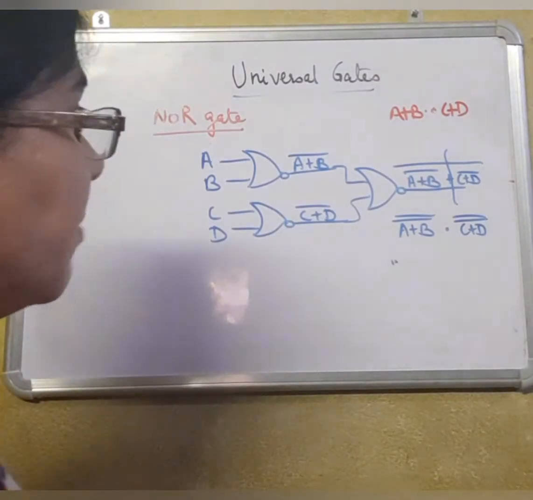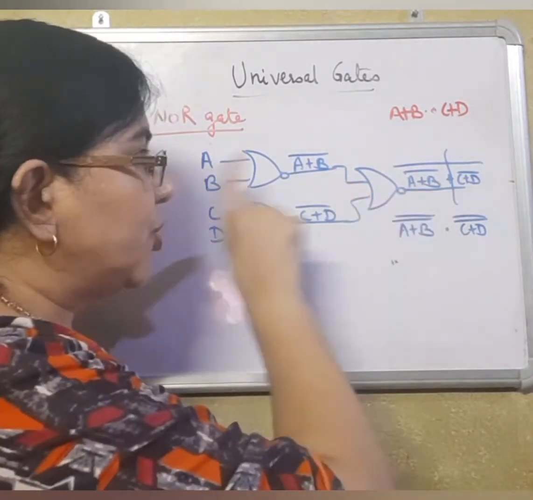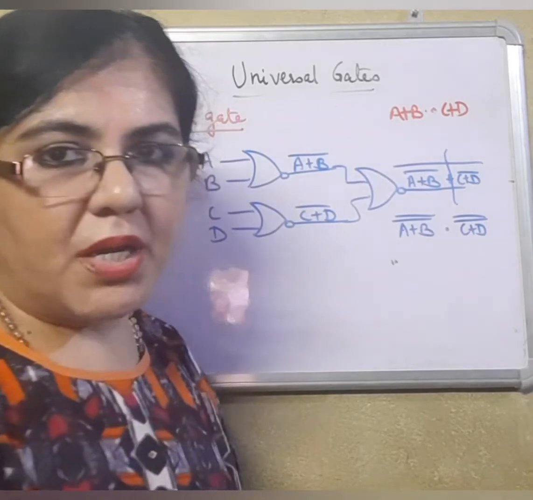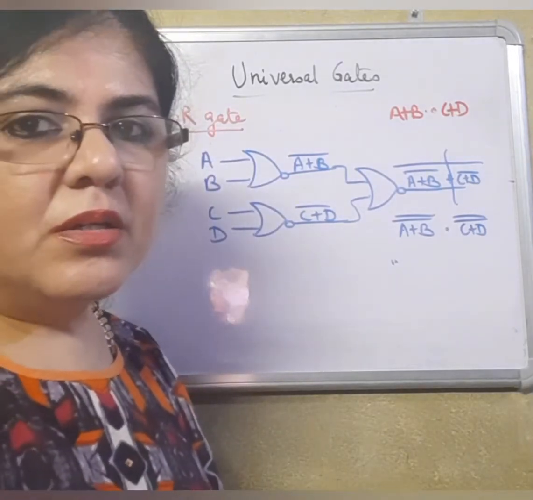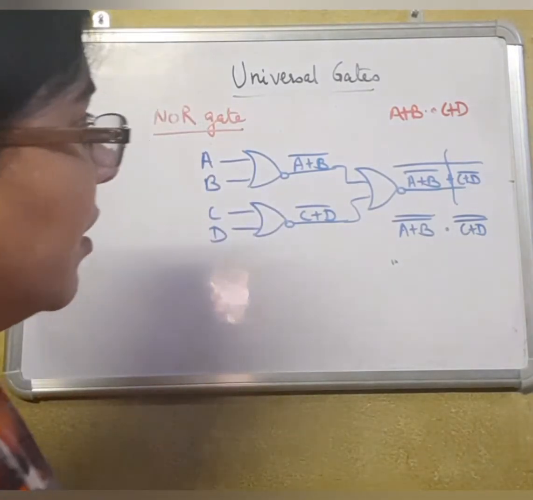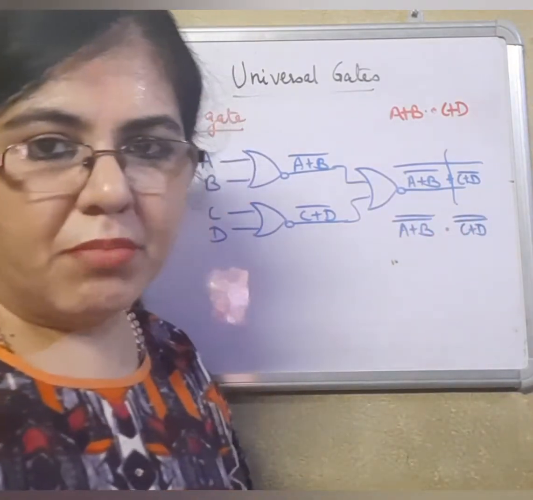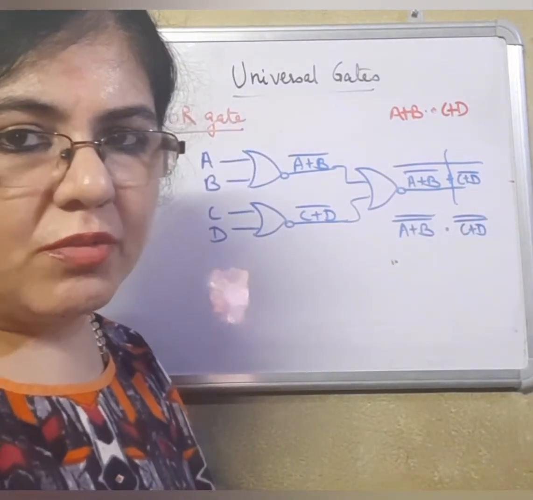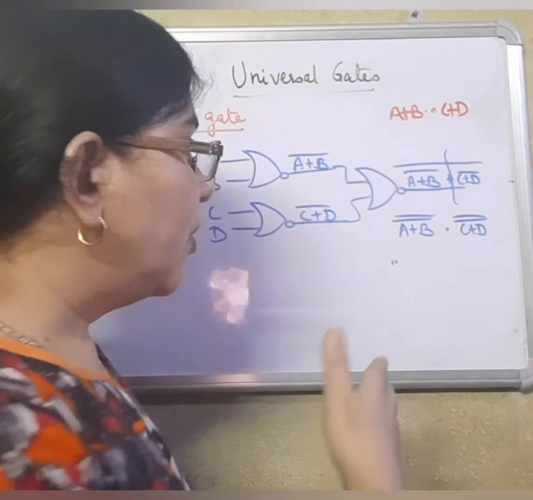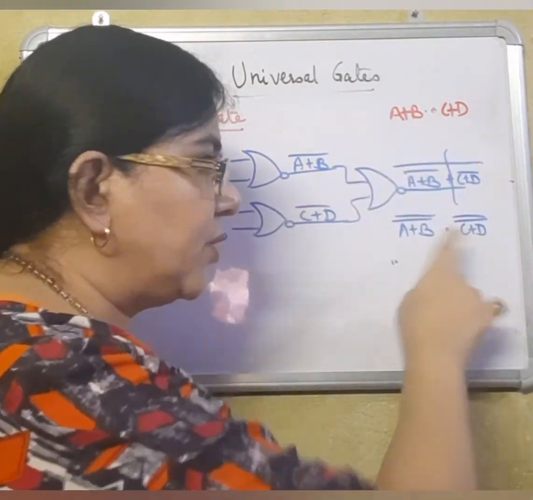If you pass it through the big NOR gate, which is joining both of them, you get a whole bar, which will be broken off by De Morgan's theorem, and you will be getting double bars. Double bars by involution law will cancel off, and you will get the same output A plus B dot C plus D.